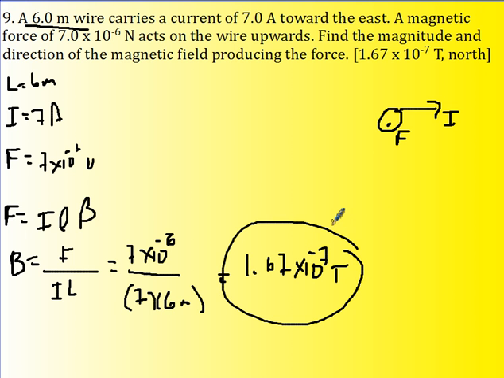Let's figure out the direction. The force is up, current is to the right, and you'll see that your fingers are pointing to the top of the page. So that is B. This is your fingers. I is your thumb. And F is your palm.